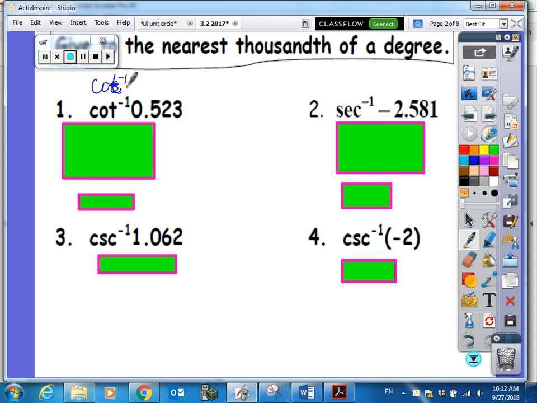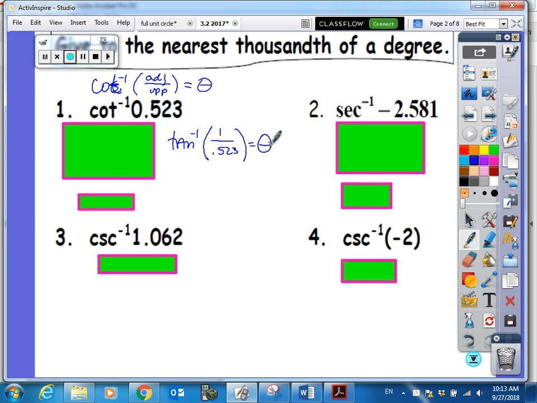So this is inverse cotangent of adjacent over opposite. And that's going to give us some angle. Well, we don't have an inverse cotangent button on our calculator, so we have to use inverse tangent. Well, if we use inverse tangent, the inverse tangent of the reciprocal of that. Well, 0.523, what's the reciprocal of 0.523? 1 over 0.523. That's going to give us our angle.